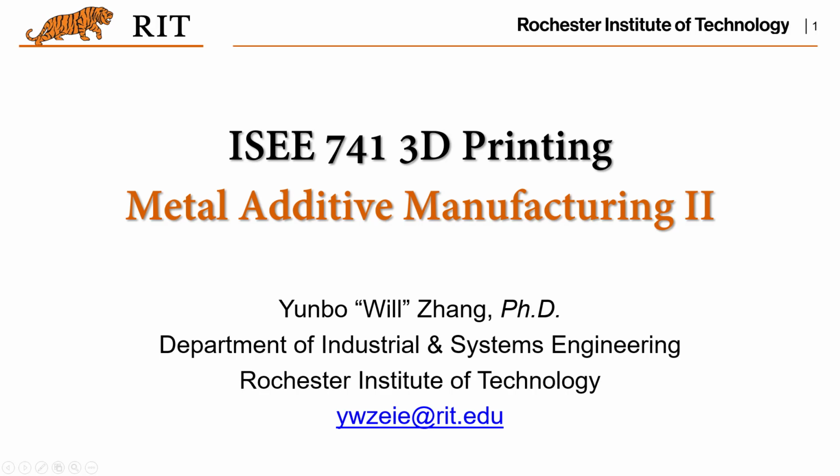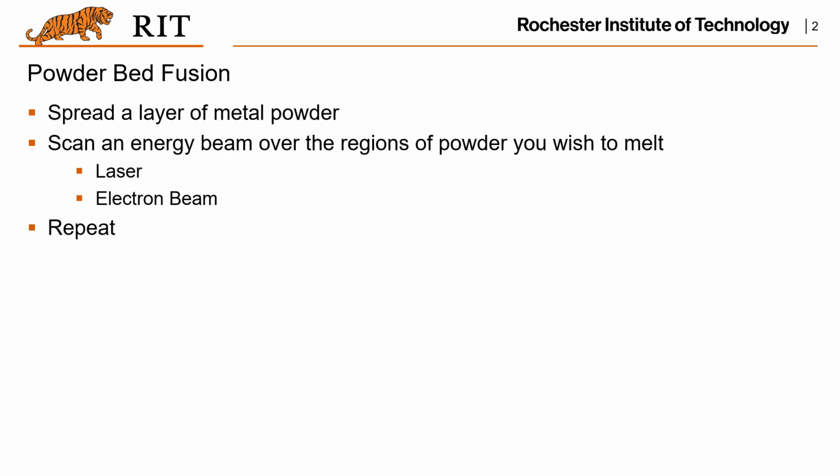So let's talk about the powder-based metal additive manufacturing processes. There are a few steps for the powder bed fusion process. The first one is you need to spread a thin layer of metal powders, and then scan an energy beam over the regions of powder you wish to melt, either laser or electron beams. That's a generation of one layer. And then you repeat this process to create the following layers. So that's the major steps for a powder bed fusion process.